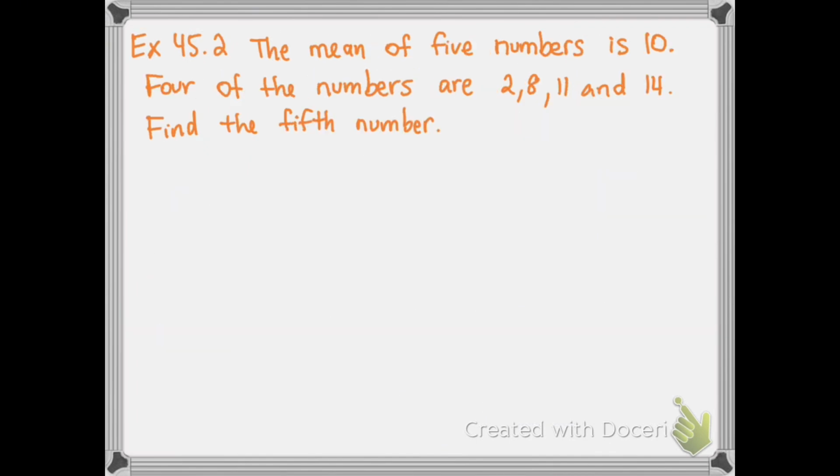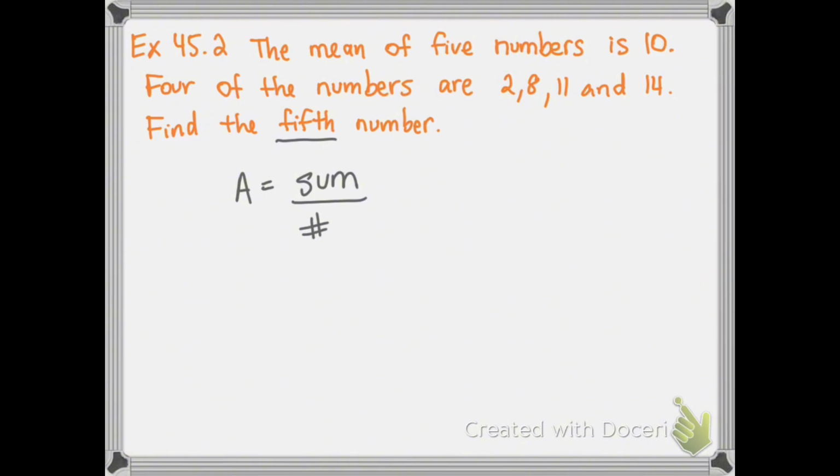In this next example, we have to do something different. It says the mean of 5 numbers is 10. 4 of the numbers are 2, 8, 11, and 14. Find the 5th number. So if we think about the formula for average or for mean, what we have to do is find the sum and then divide by the number of numbers.